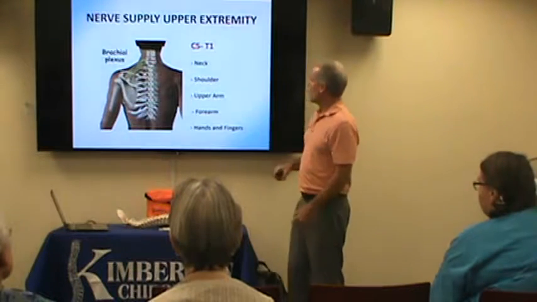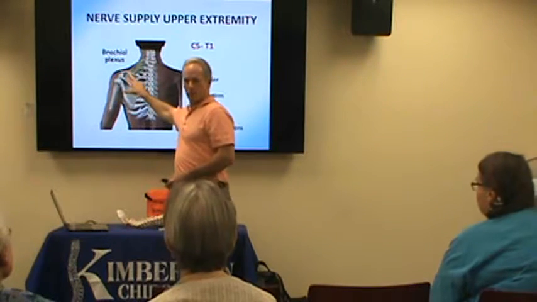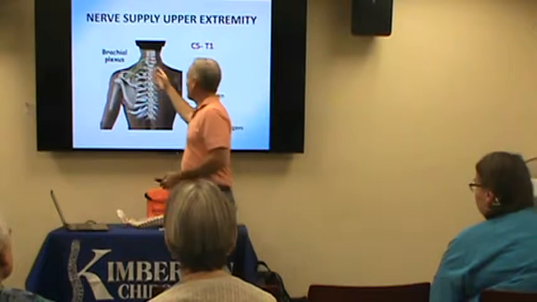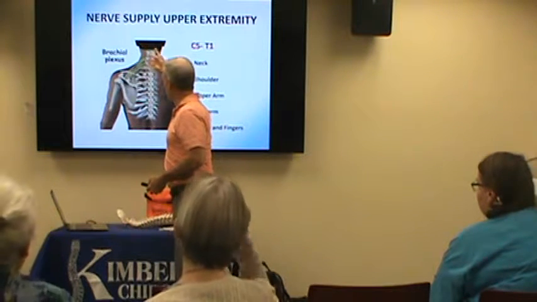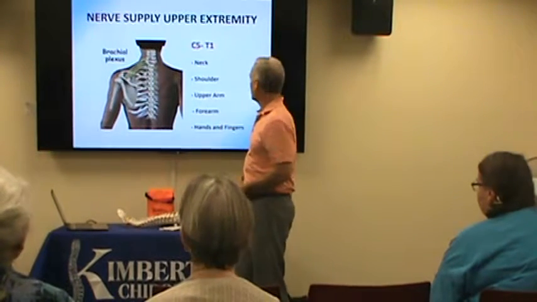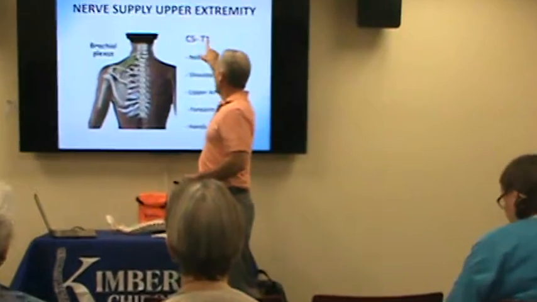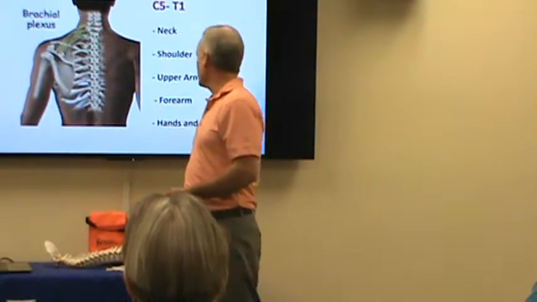All right, so is anyone here familiar with the brachial plexus? The brachial plexus is the certain parts of the cervical spine that branch off and form a big nerve that goes down into the arm. So C5 through T1 make up the brachial plexus, where they go out to the different extremities.